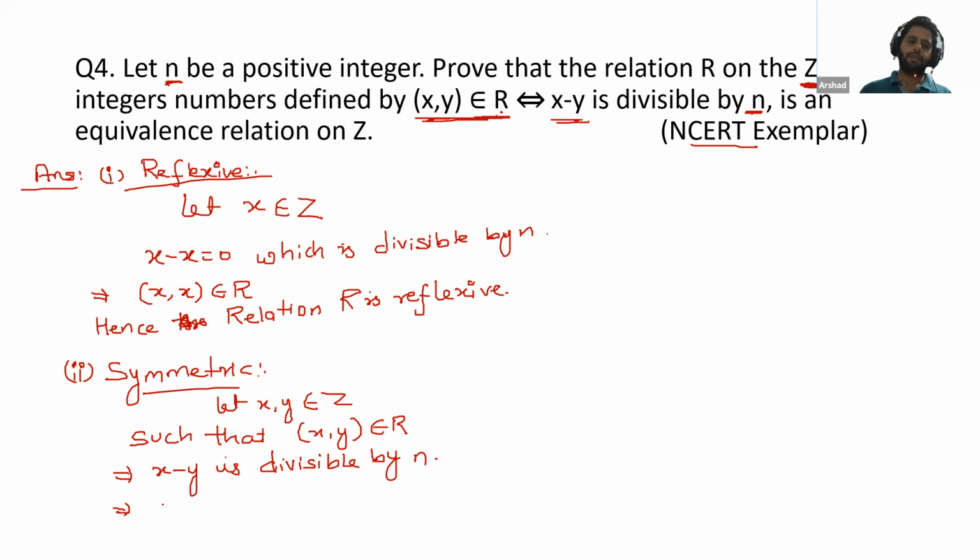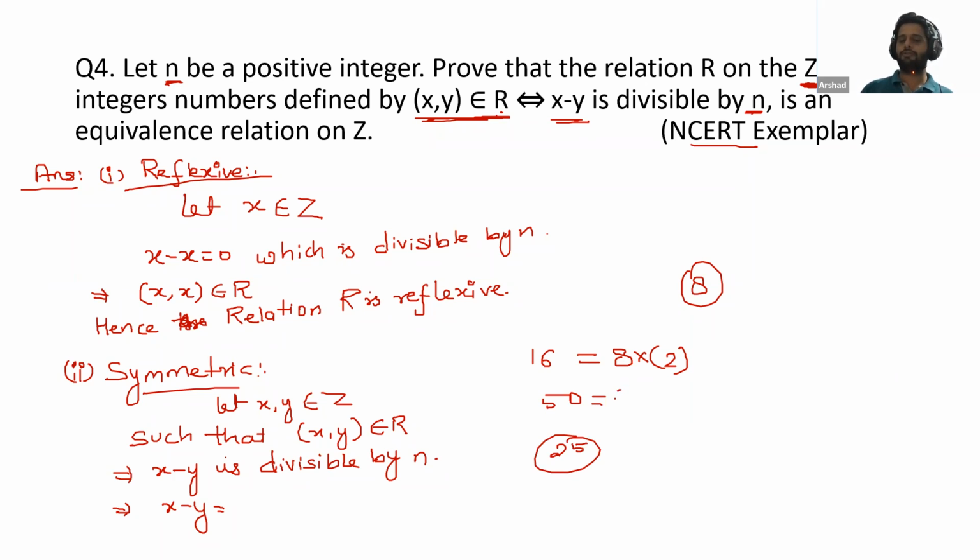This implies x minus y. We can write it like this. Suppose we have the number 16 and we are saying that it is divisible by 8. Then we can write 16 as 8 into some number; it can be any number, in this case 2. Suppose we have 50 and it is divisible by 25. We can write 50 as 25 into some number.